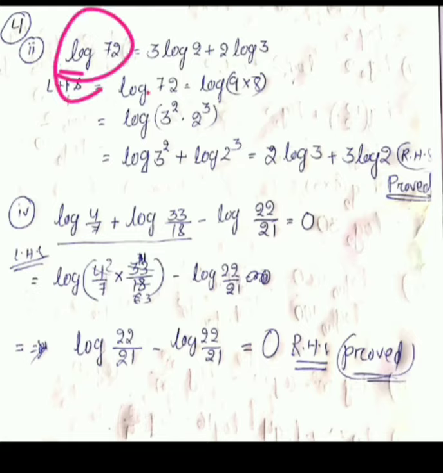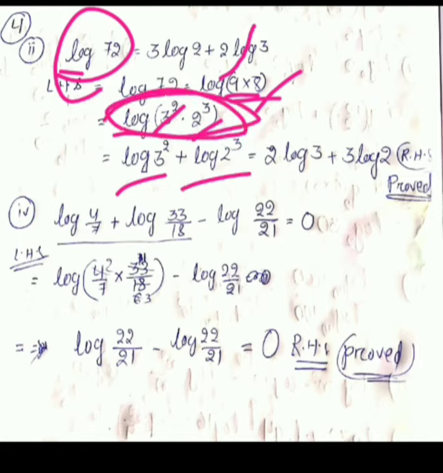So you can write 72 as, write the factors, multiples of 72. You will get 9 and 8. 9 and 8 are 72, and the 9 we can write as 3 square, and the 8 we can write as 2 cube. So log of 3 square plus log of 2 cube. This one is our product law. According to the product law you can write it separately, and now use the power law.